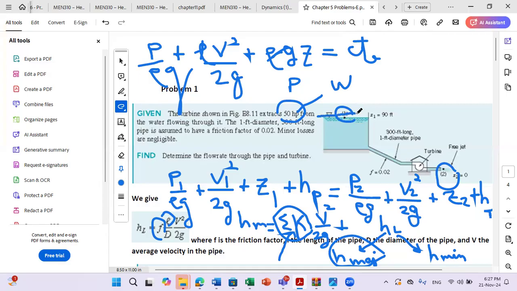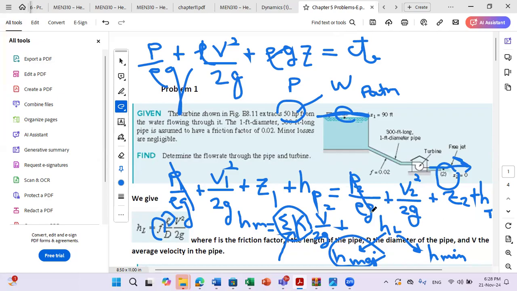So you have a large surface, okay? And it's exposed to atmosphere. So the atmospheric pressure is reigning here at this level. So you can consider that P1 is equal to P atmospheric. And since the exit jet, at the exit of the turbine, will exit to atmosphere, you can say that the P1 and P2 terms will cancel out because both are equal to atmospheric pressure.